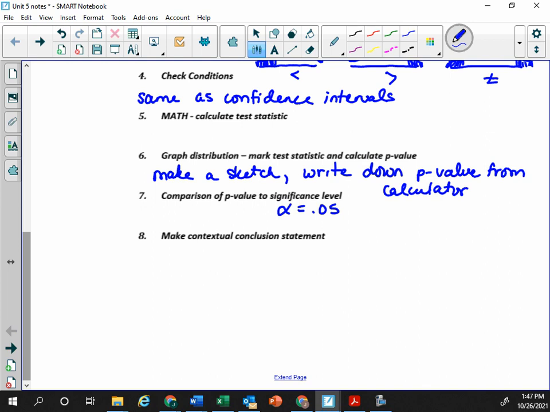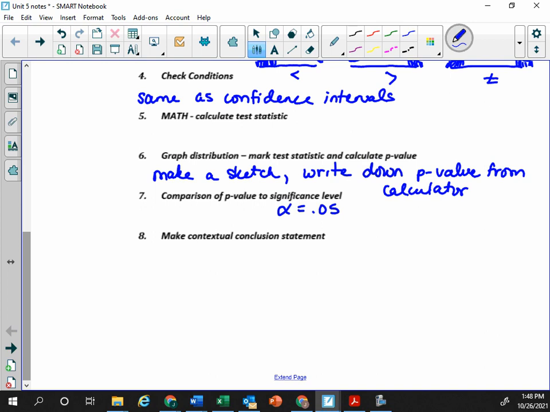Can you think of what that might be connected to? What an alpha level of 0.05 might be connected to that you already know? Close, you're thinking of the right thing. Yeah, Josh? Like a 90% confidence interval. Mm-hmm. Yep. It's connected to your confidence level, okay?